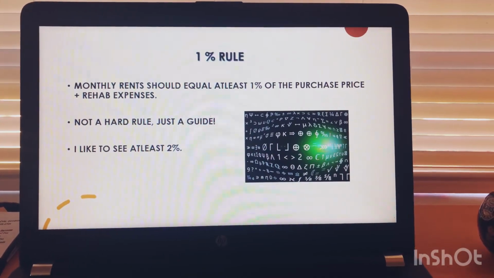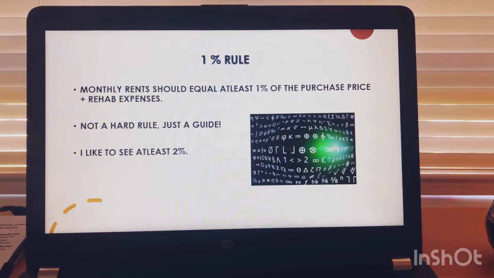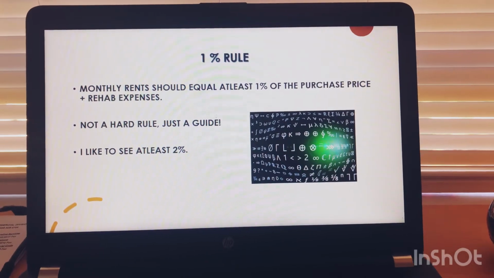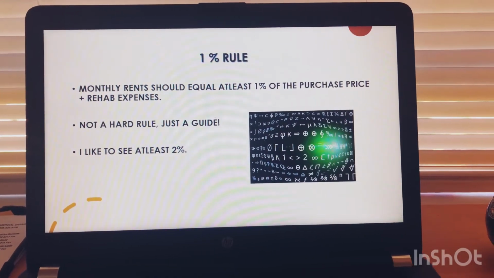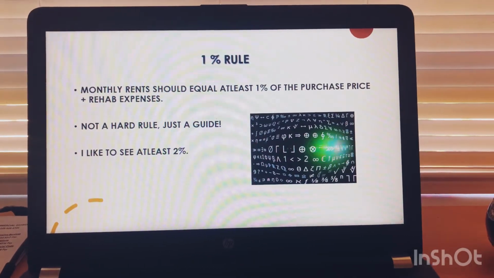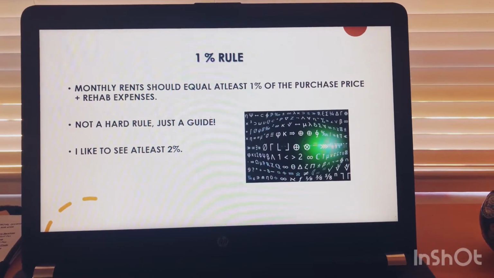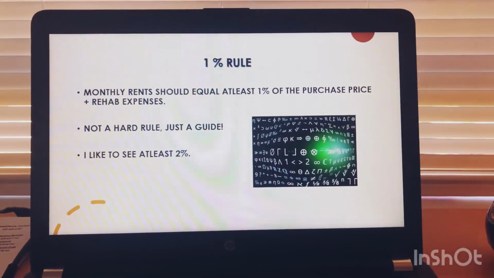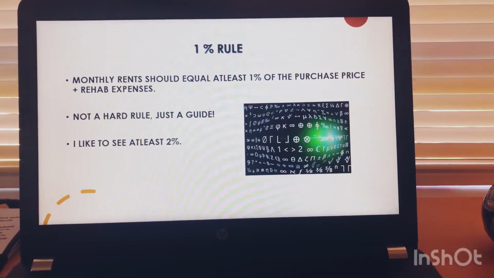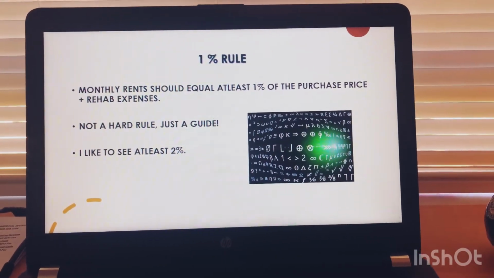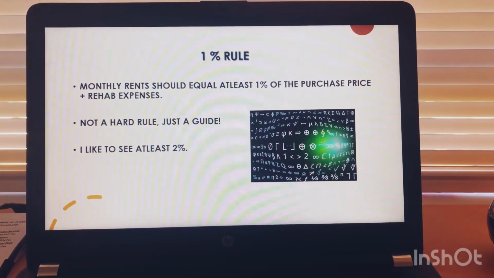And to be honest, I typically try to go by the 2% rule. There are a lot of investors out there that use the 1% rule, and I think a lot of it depends on the market they're in. Some people are in places like California where properties are very expensive. If they can get 1% on the property, they're happy with that. But I invest in the New Orleans area, primarily the West Bank, and I typically try to get about 2%. I may not get 2% every time, but I try to get at least close to 2%.